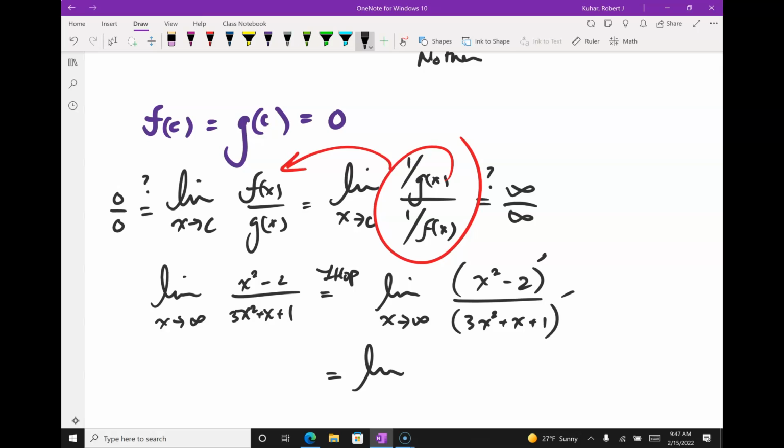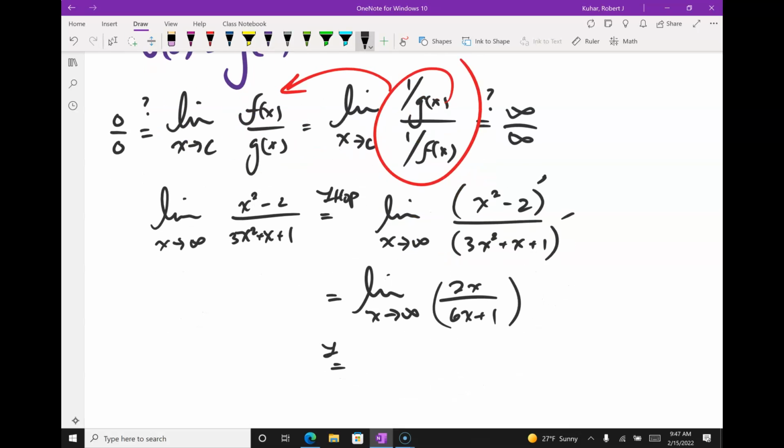So what do I get? This is the limit as x goes to infinity of 2x over 6x plus 1. Everyone agree with that? Now I apply the limit again. So let 2x go to infinity. Well, guess what? It's infinite. What about 6x plus 1? That's infinite. So I have to apply L'Hopital's rule again. So I'm going to do a little hop. This one I don't have to do the prime symbol. I know I'm going to get 2 over 6. And of course, that's 1/3.